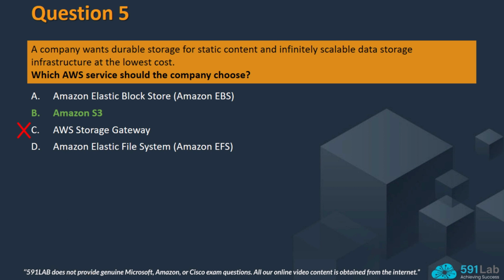Option D, Amazon Elastic File System. Amazon EFS is a scalable file storage service that can be mounted on multiple EC2 instances. While it provides scalability, it may not offer the same level of cost efficiency for static content storage as Amazon S3. This one is also incorrect. For the requirement of durable storage for static content and infinitely scalable data storage infrastructure at the lowest cost, option B, Amazon S3 is the recommended choice.